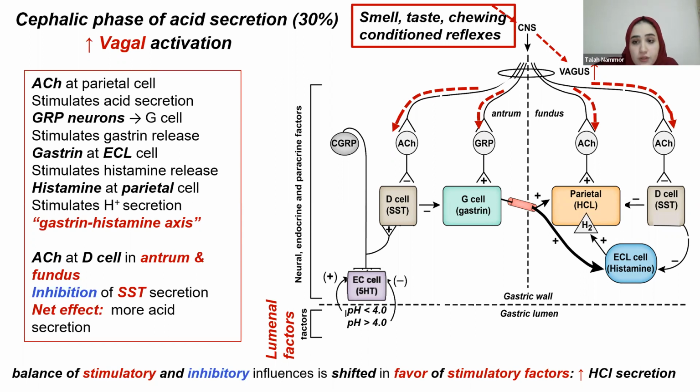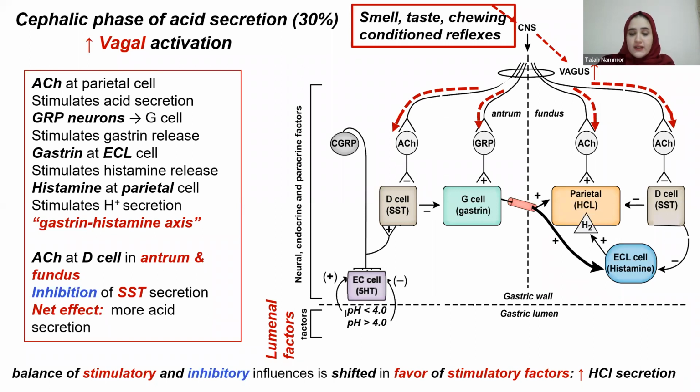So what does it do? It will act on the vagus nerve. It will increase its activation up to 30%. Increasing the vagal activation means we're gonna increase gastrin. Gastrin will increase histamine. Histamine will increase HCl. You get me, guys?